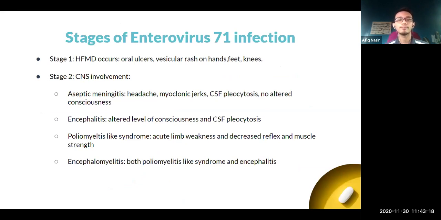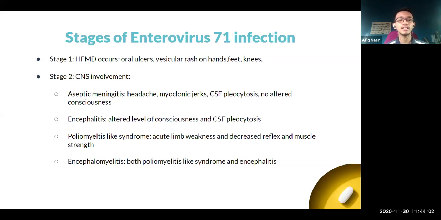Okay, so like I mentioned earlier, enterovirus A71 HFMD is a public health concern because it causes outbreaks and complications. There are 4 stages of complications of enterovirus A71 HFMD. Firstly, it will show as any regular HFMD. There will be oral ulcers, the enanthems, and the vesicular rash on the hands, feet, and knees. And then at stage 2, there will be complications.